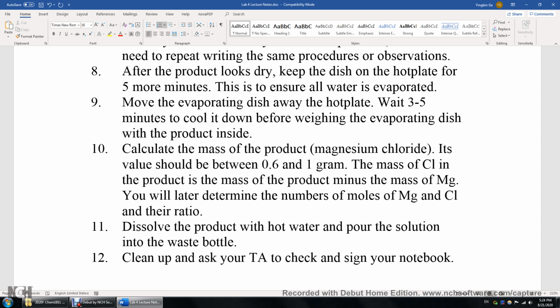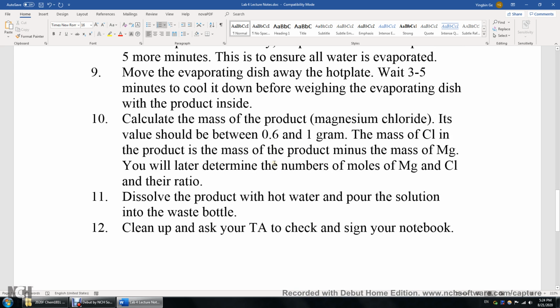After you're done with the experiments, dissolve the product with hot water and pour the solution into a waste bottle. Finally, clean up and ask your TA to check and sign your notebook.